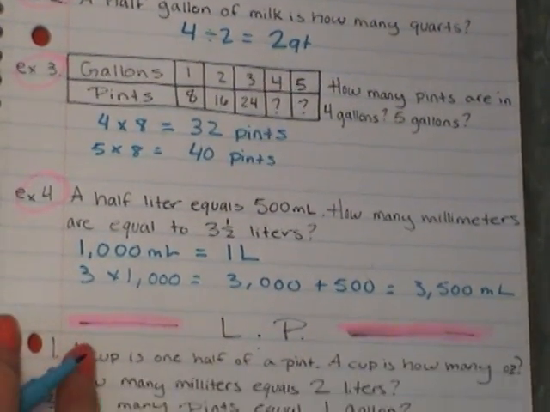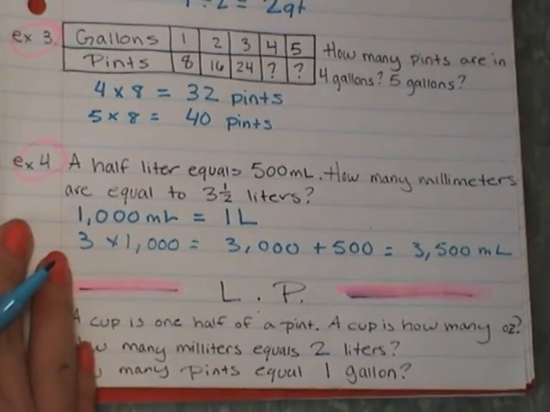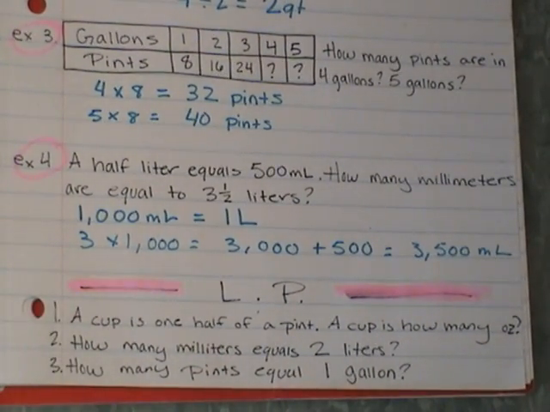All right. And your lesson practice. Down here, I'll read them for you if you can't see them. Number 1, a cup is 1/2 of a pint. A cup is how many ounces? Number 2, how many milliliters equals 2 liters? And number 3, how many pints equal 1 gallon?